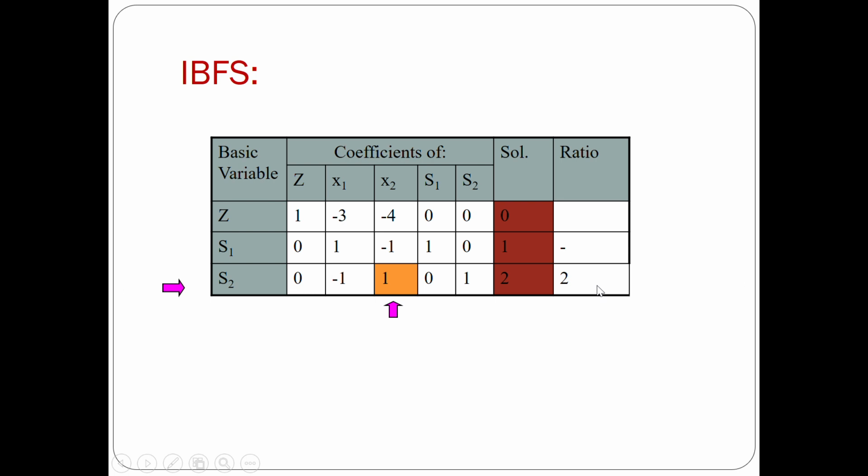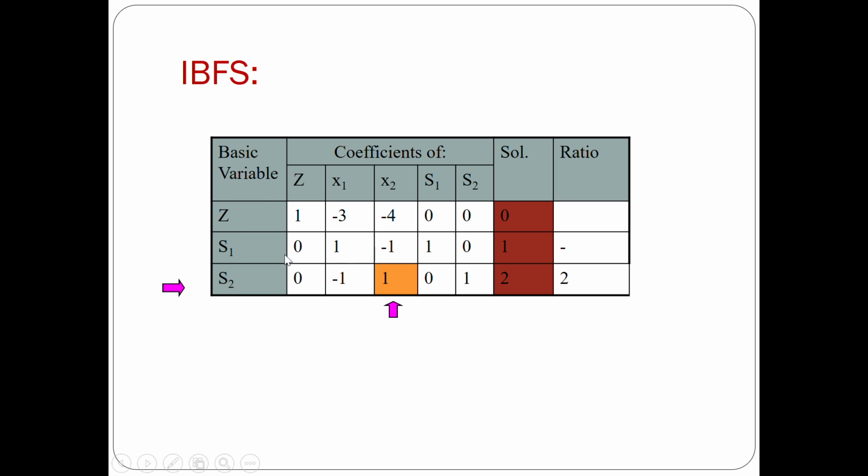So obviously we have only one ratio. The corresponding row will be the key row, and the intersecting element will be the key element. We already have the key element as 1, so there is no need to convert the key element to 1. And we have to make all other key column elements 0 by performing row operations.